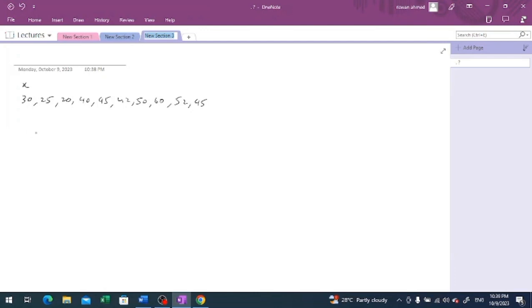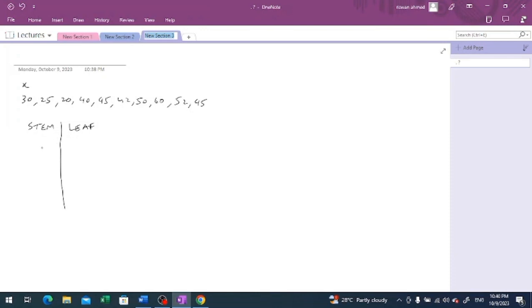Now what we need to do, we need to first arrange this data in ascending order. And for this purpose, we need to take help from stem and leaf display. What is stem and leaf display? A way to organize the data, and it is also the way to arrange the data in ascending order.